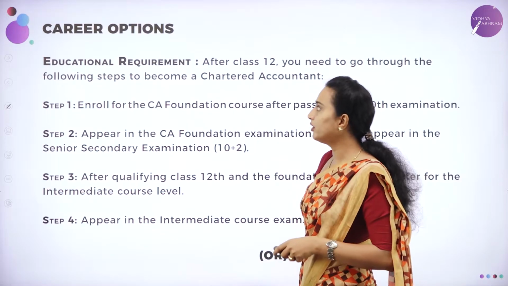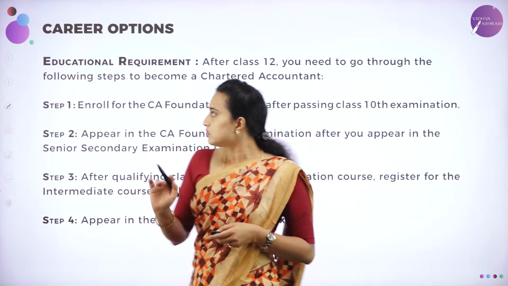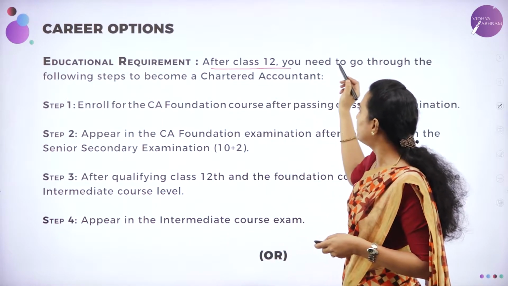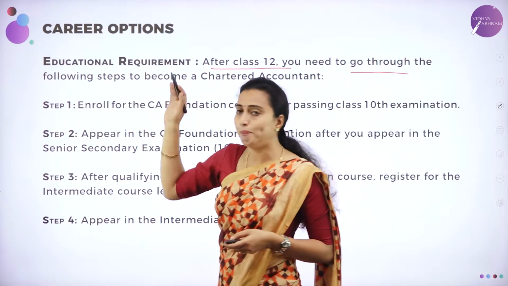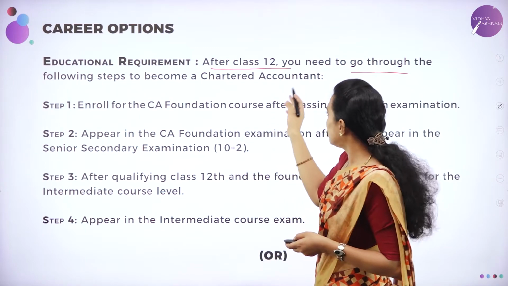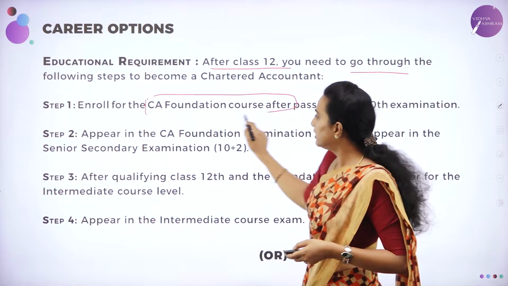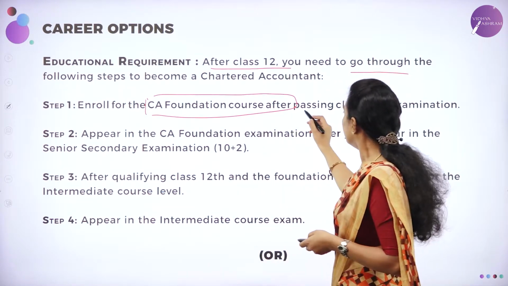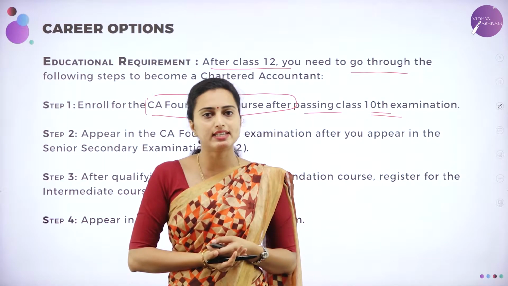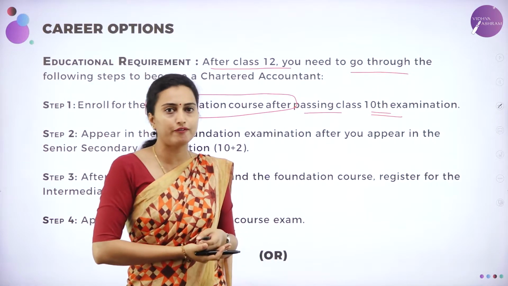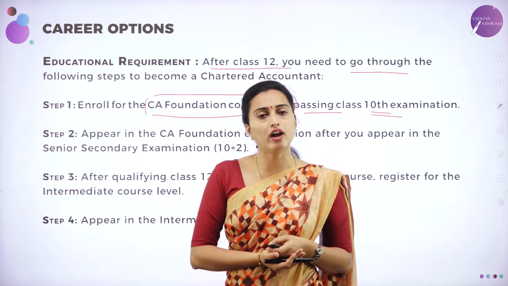So next we'll be moving on to the educational requirement to become a chartered accountant. After 12th commerce along with maths, you need to go through the following steps to become a chartered accountant. Here, enroll for the CA Foundation course, that is the Chartered Accountant course. Either you can pass class 10th and enroll in the CA course, or after 12th commerce you can also enroll in the CA course.